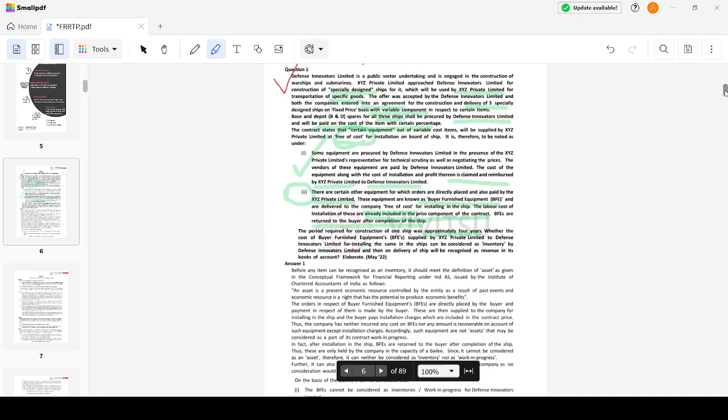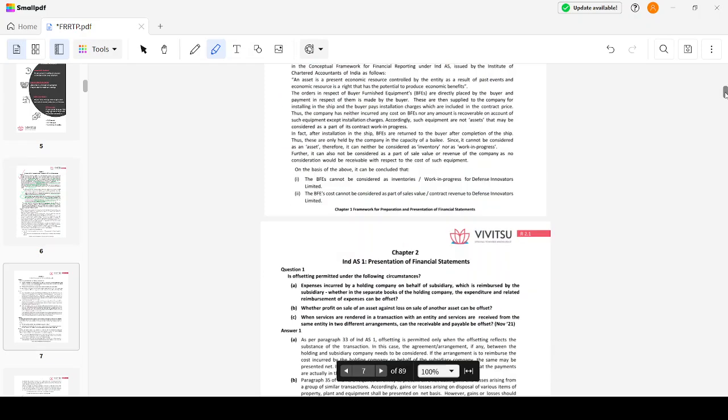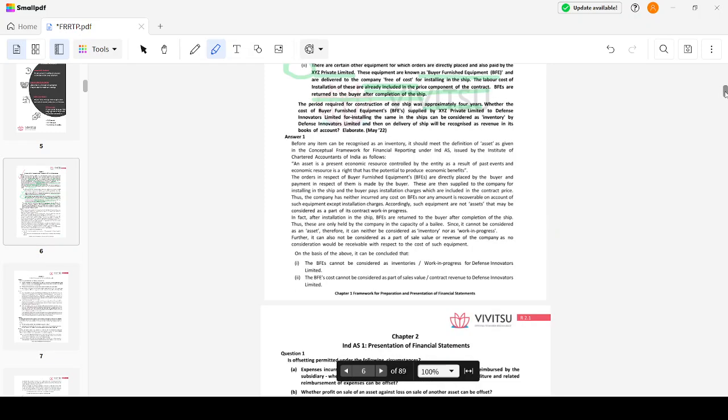Here, before any item can be recognized as inventory, it should meet the definition of an asset, right? Because it is a conceptual framework. According to Ind AS, whenever you are going to recognize any item as a liability or as an asset, that should first meet the definition set out in the asset and liability standard, unless there is a specific exception.